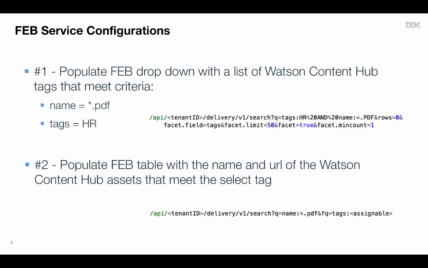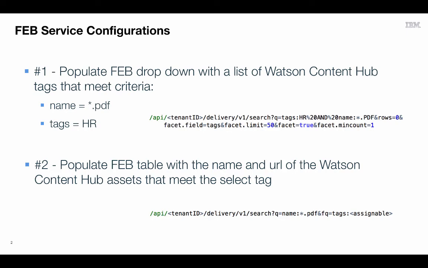The application works through 2 service configurations. The first one populates a FEB dropdown with a list of Watson Content Hub tags that meet a couple of criteria. One is the name equals *.pdf. So in this case, it's getting just PDFs. And then second, tags equals HR.